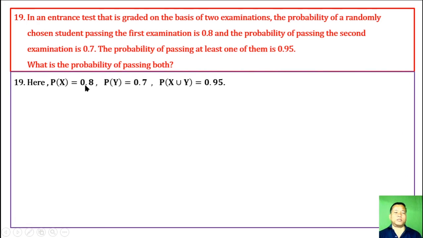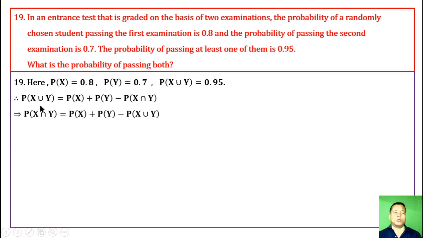Here P of X is 0.8, P of Y is 0.7, P of X union Y is 0.95. X and Y are the events of passing first and second examinations respectively. Then P of X union Y is equal to P of X plus P of Y minus P of X intersection Y. Giving their values, we get 0.55. Therefore, the probability of passing both the examinations is 0.55.